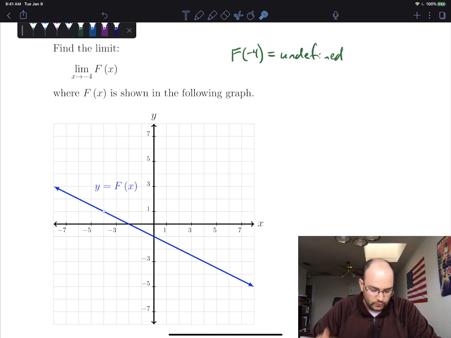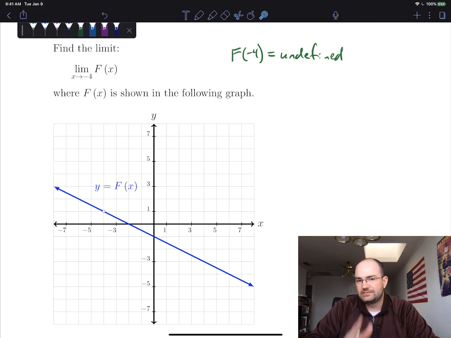Now, what do we mean by finding the limit as x goes to -4 of f of x? That means as x gets closer and closer to this -4 here, what's this y value doing? And from the left, and from the right-hand side, what's the y value doing?